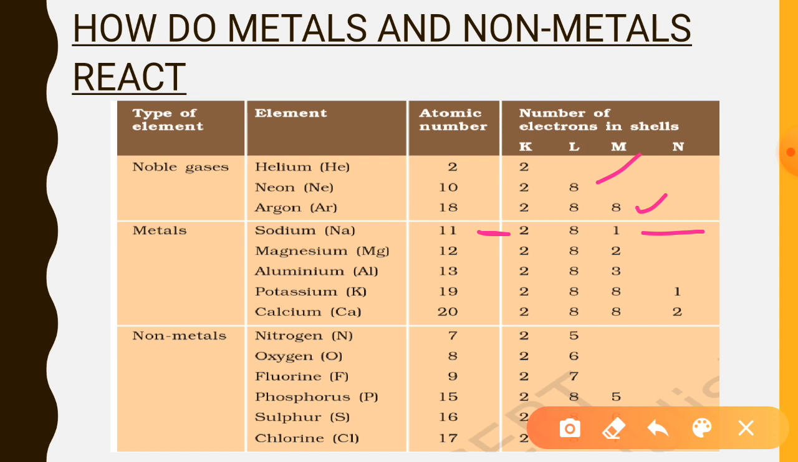Its M shell has 1 electron. So students, this is the valence shell, and the maximum capacity is 8. So sodium will like to make the valence shell 8. What is easier, to gain 7 electrons or to lose this 1 electron? Obviously losing 1 electron. So sodium will lose 1 electron in order to form its cation, that is Na+.